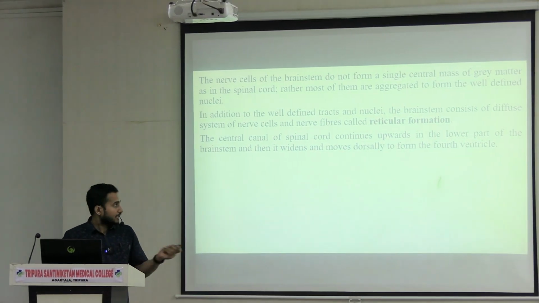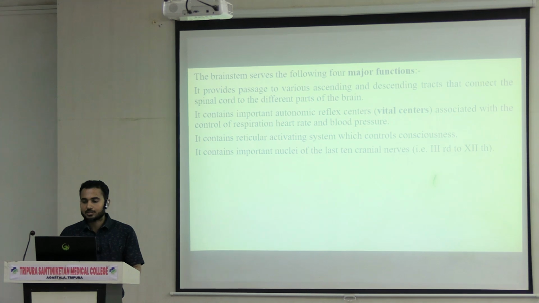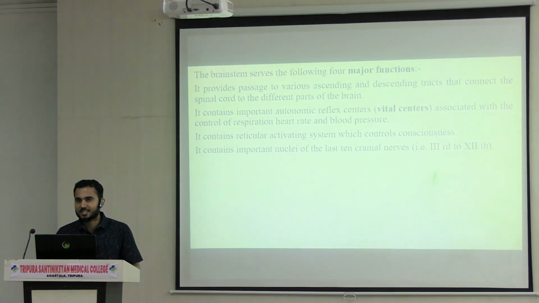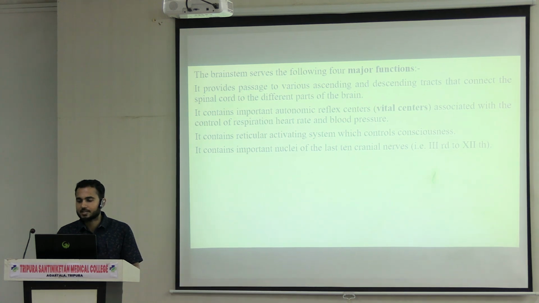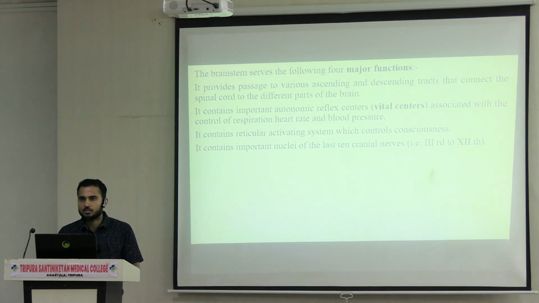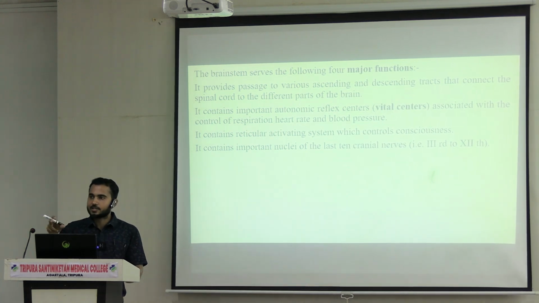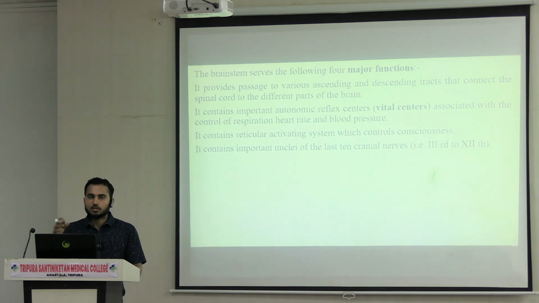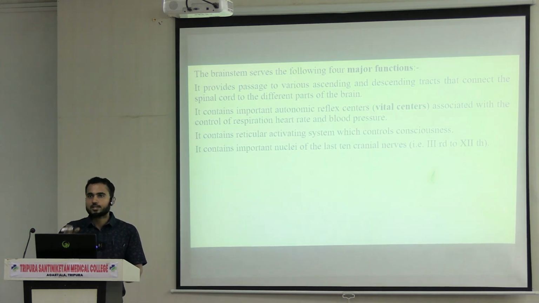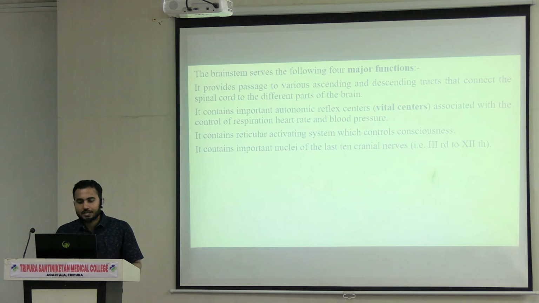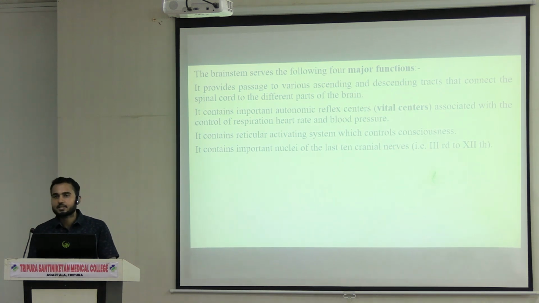Next, in the brainstem, some important functions are there. What are those functions? First of all, it provides passage for various ascending and descending tracts that connect the spinal cord with the different parts of the brain. You have studied the ascending and descending tracts. After the spinal cord, they have to travel through the brainstem, and then they reach the various parts of the brain. Next, vital centers are present.